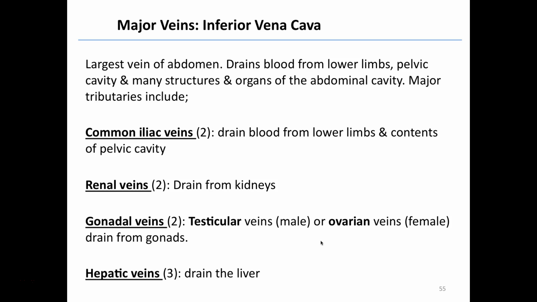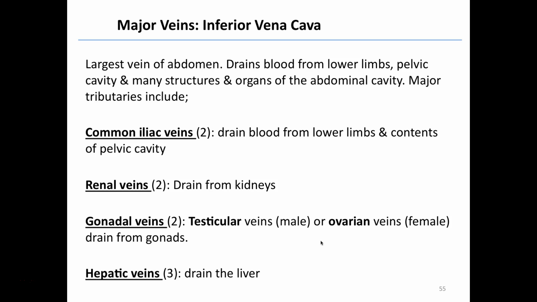The inferior vena cava drains blood from the lower limbs, from the pelvic cavity, and many structures and organs in the abdominal cavity. The major tributaries will include a number of vessels. Now, when we talk about veins, we talk about tributaries. Think of it like a long river going into the sea, and little creeks coming off the side of that are tributaries that contribute to it. That's very much the same with the venous system, and particularly the inferior vena cava.